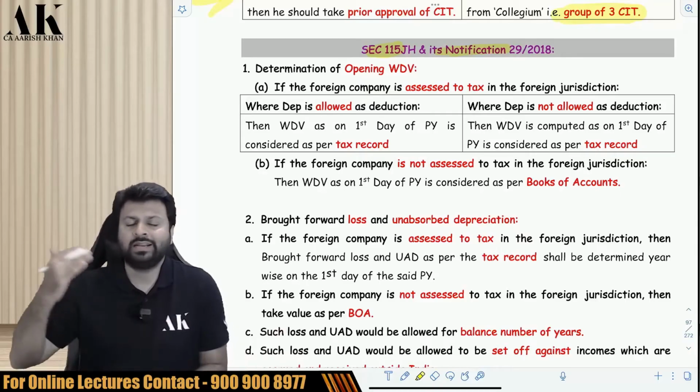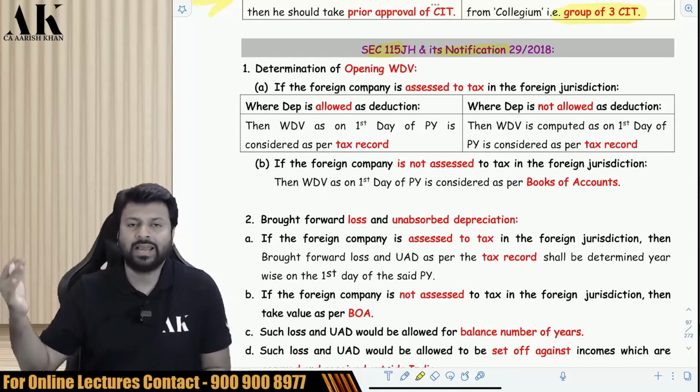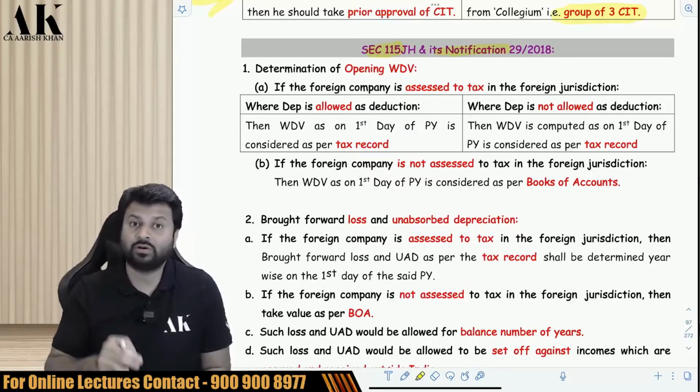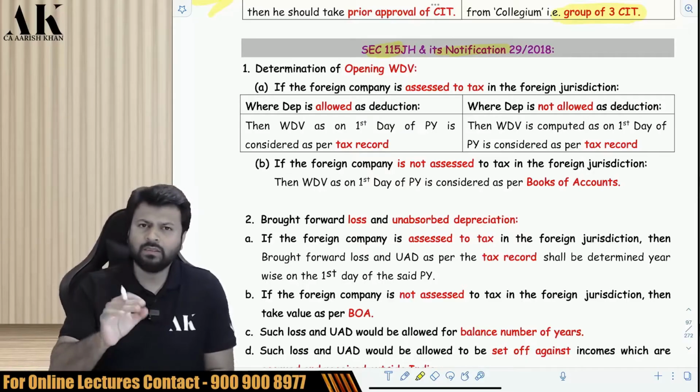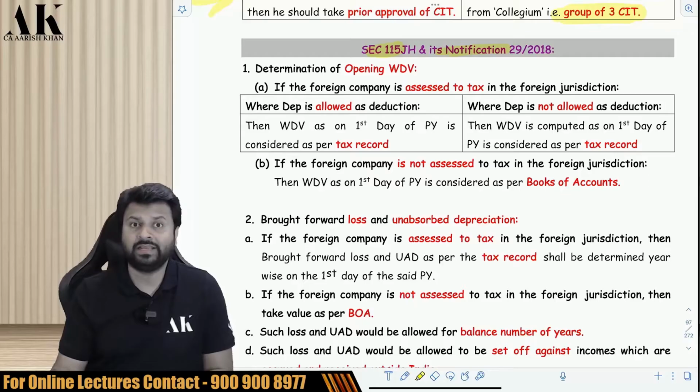So for example, till last year the company was a non-resident, and in the current year the company became a resident because of the POEM. Then whether it will get depreciation or not, and if yes, what will be the WDV on which it is going to get the depreciation.